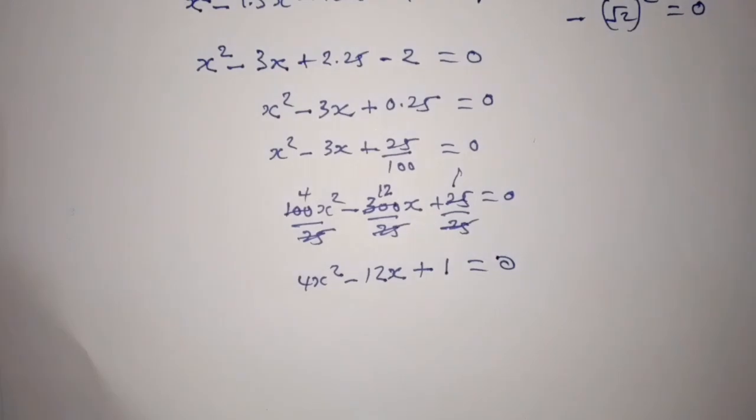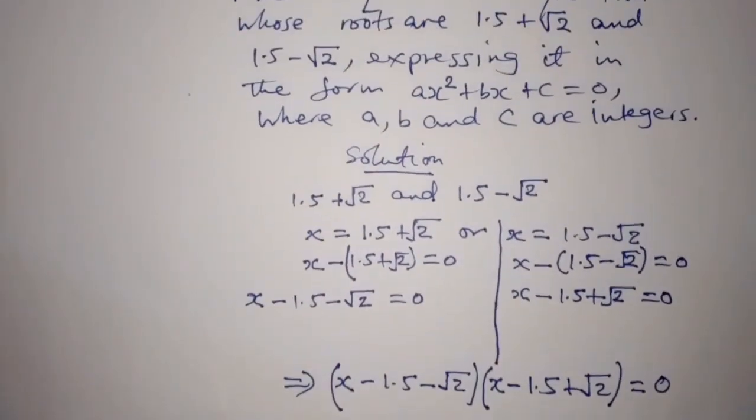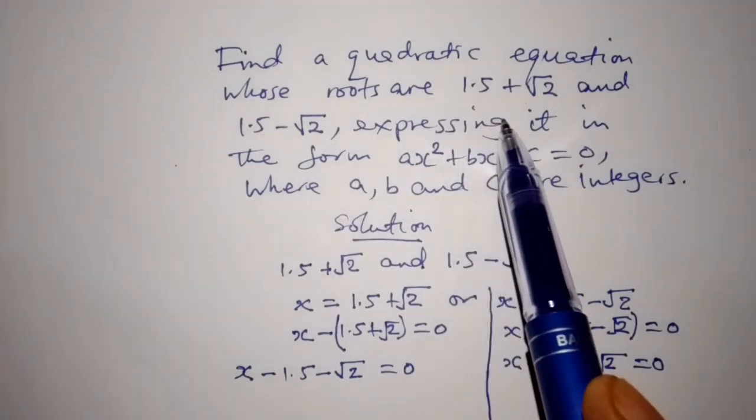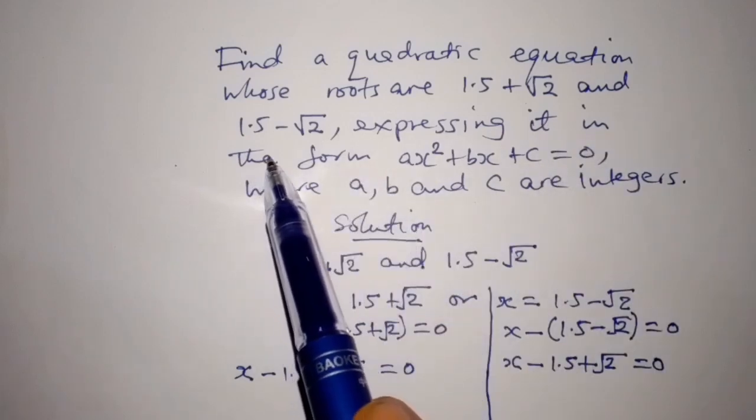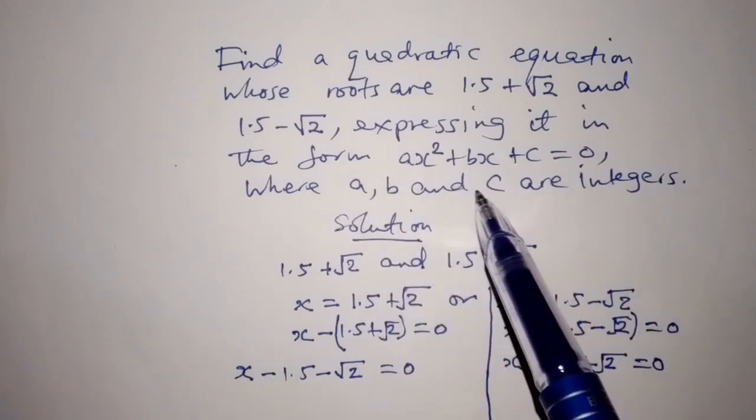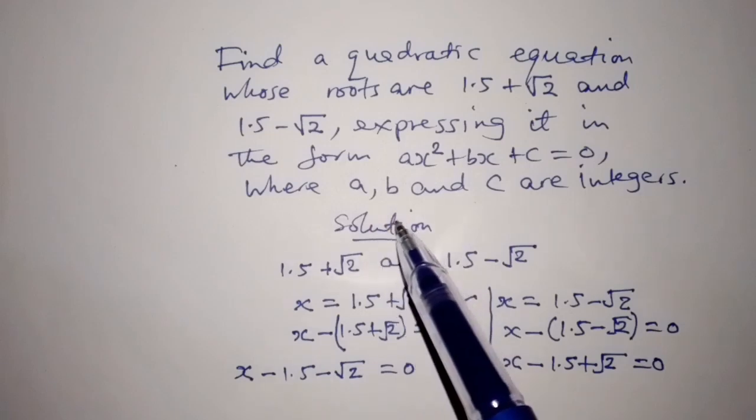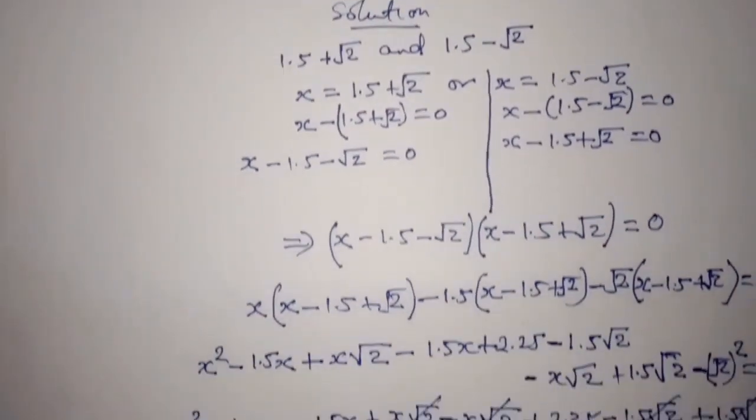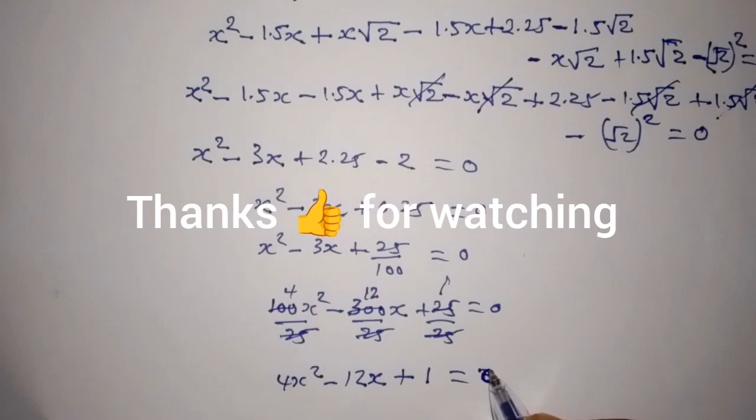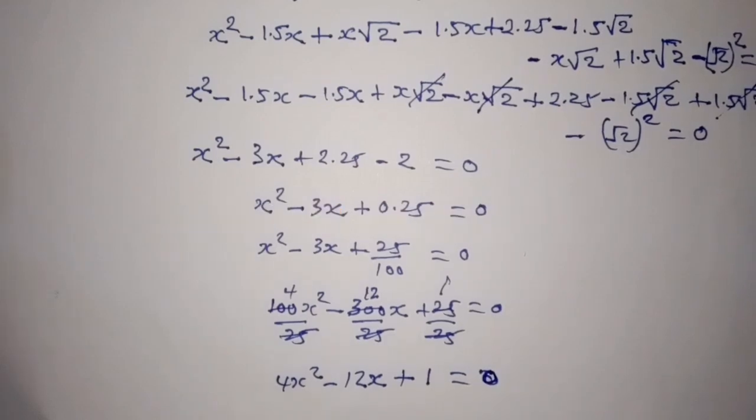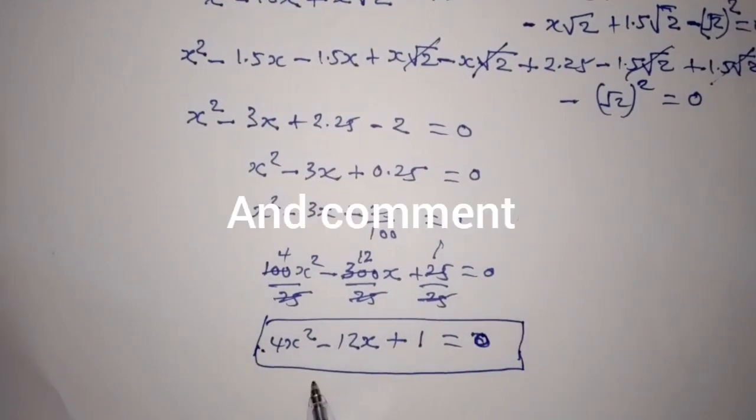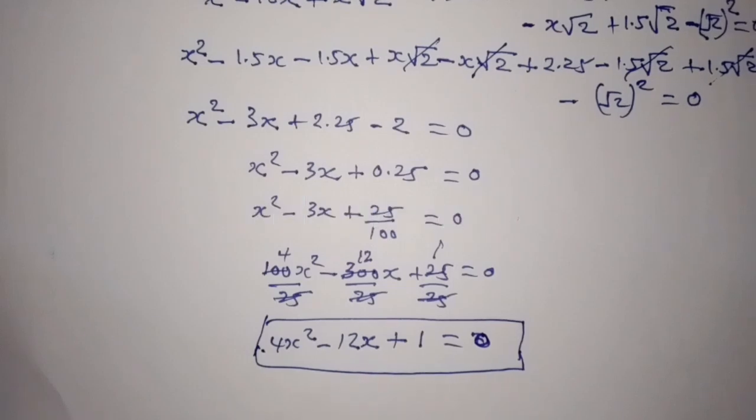So our equation, we are being asked to find a quadratic equation whose roots are 1.5 plus square root of 2 and 1.5 minus square root of 2, expressing it in the form ax squared plus bx plus c is equal to 0, where a, b, and c are integers. So we have converted this one here into integers. So our required equation will be 4x squared minus 12x plus 1 is equal to 0.